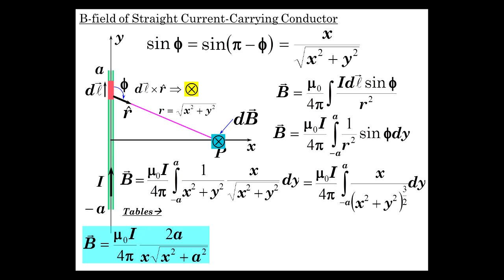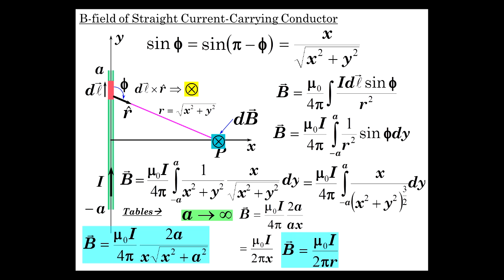Now that is for a finite line of current. Now as a goes to infinity, here's the part that is going to be useful to memorize. As a goes to infinity, then of course x in this radical becomes negligible, and we get mu 0 I over 4 pi, 2a over ax. The a's go away, and we get mu 0 I over 2 pi x. Well, that's a lot simpler, isn't it? The B field then is mu 0 I over 2 pi r, where r is the distance from that line of current to some point. So this is very useful.